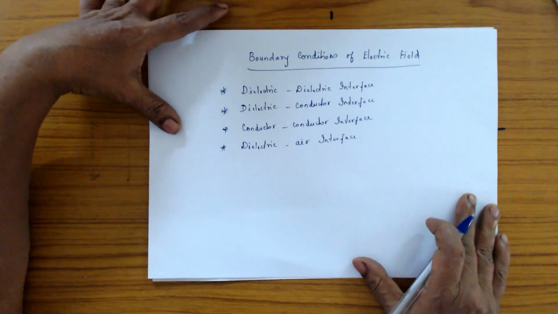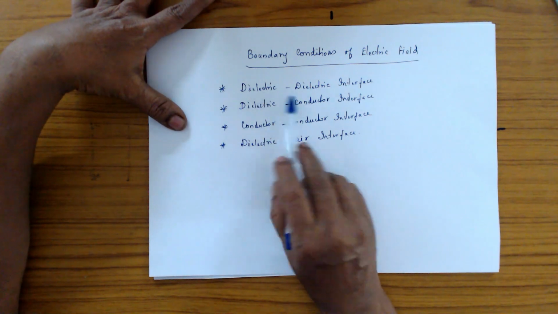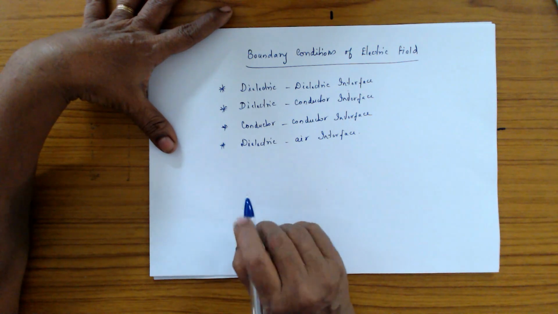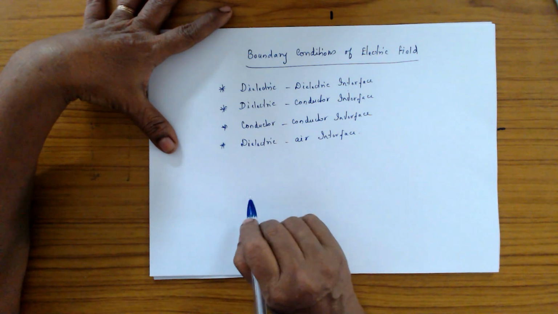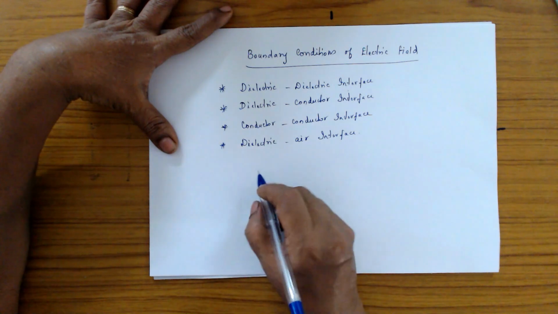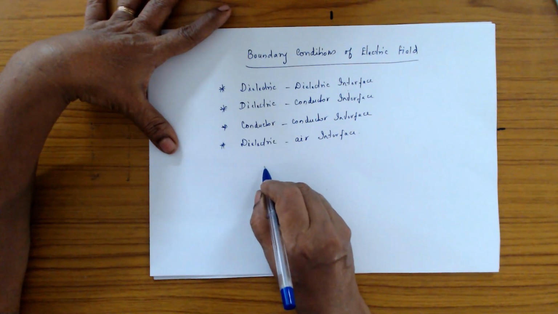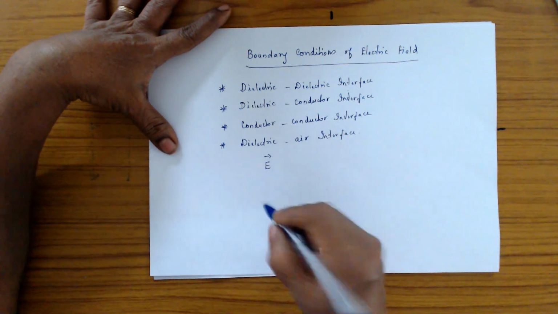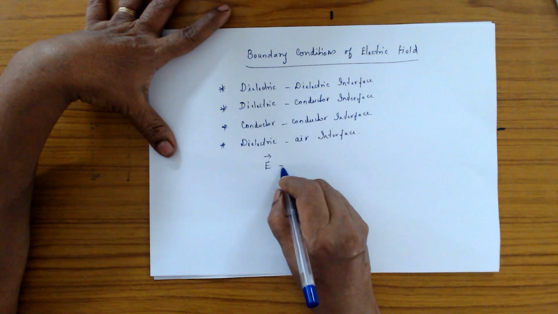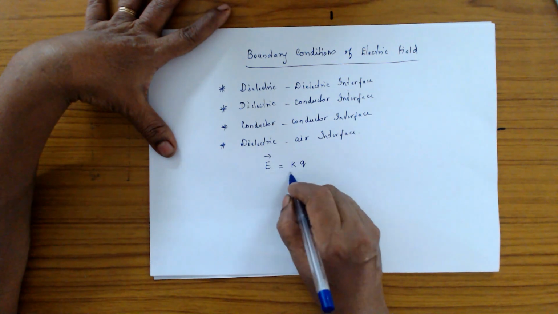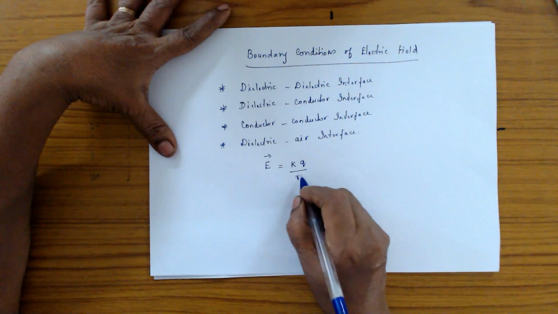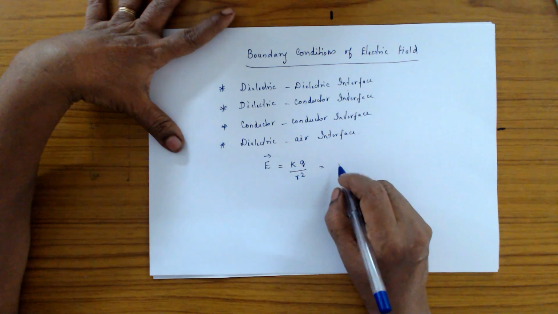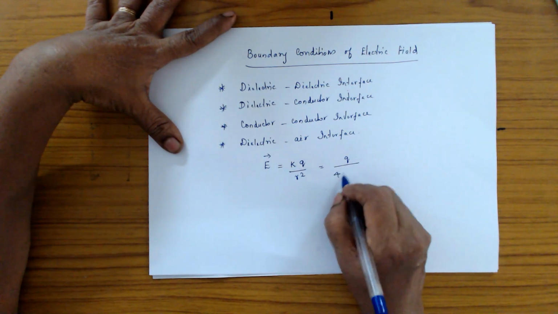In this class, let us go through the dielectric interface. Before that, we need to understand how the behavior of the electric field changes. If you talk about the electric field, the electric field E is proportional to Q. That proportionality constant I can replace as KQ divided by R square. In general, K is denoted as 1 by 4 pi. Therefore we can say E equals Q divided by 4 pi R square.